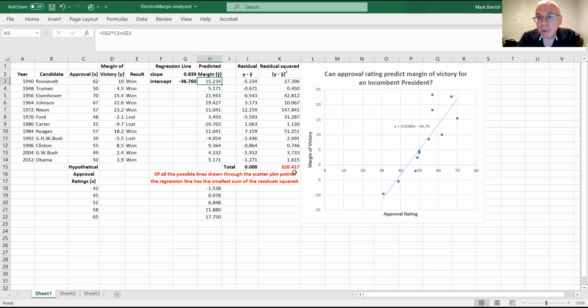320.417 would be the smallest number. And that is how a statistician selects the line of best fit. Okay. Now, how do they determine what the smallest value should be?